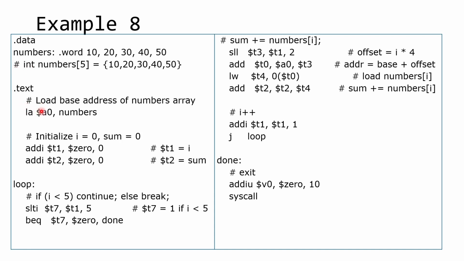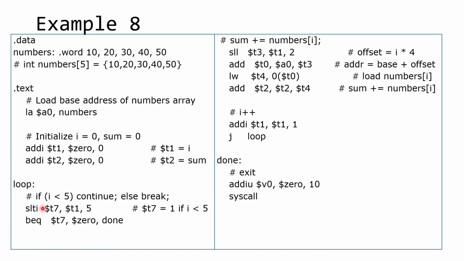Then in the text space, I will start with loading the base address of the numbers array into a register. In this case, we use $a0 to load 10010000. Then initialize i equal to 0, and sum equal to 0. So we will use $t1 as i and $t2 as the sum. $t1 is initialized as 0, and then addi $t2, $zero, 0.